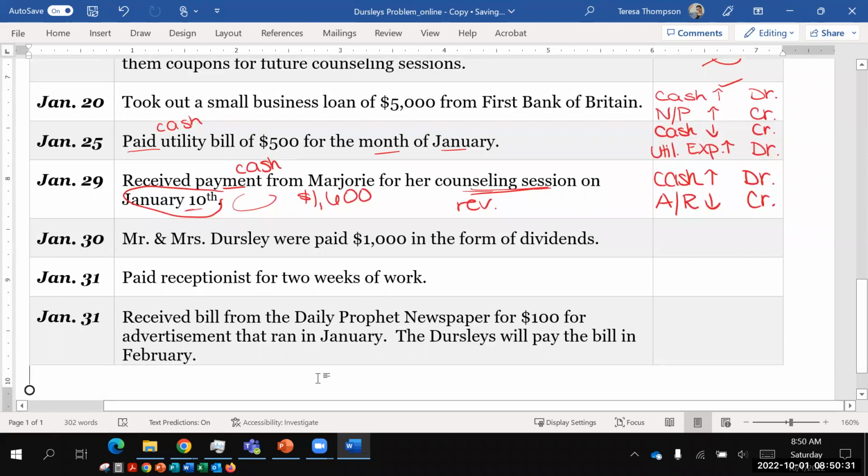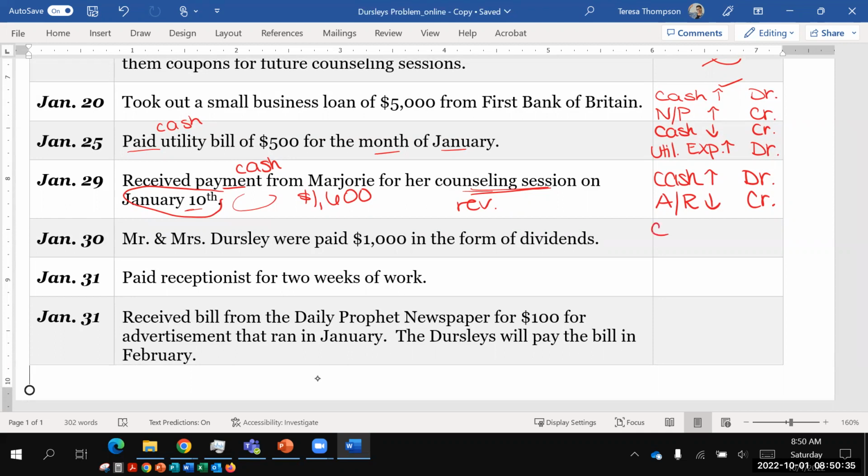All right, the owners were paid $1,000 in total in the form of dividends. Yeah, we have to record it because cash went down. To decrease cash, you credit. Dividends, the amount of dividends paid out went up, and that would be a debit. Okay, you have to have at least one debit, at least one credit.